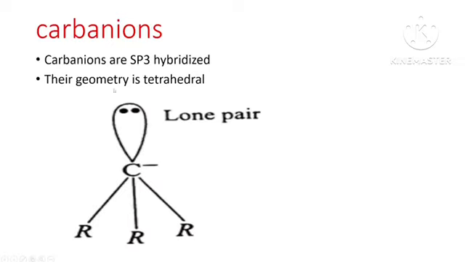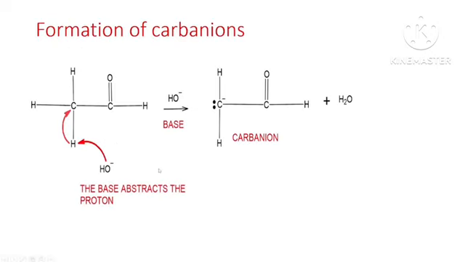So the presence of these four projections makes the geometry of carbanions a tetrahedral one. All right, so when you go in for a quiz or an exam and they ask you what is the geometry of a carbanion, you should be in a position to say that it is tetrahedral in shape, and also it is sp3 hybridized. All right, now let's look at how they are formed.